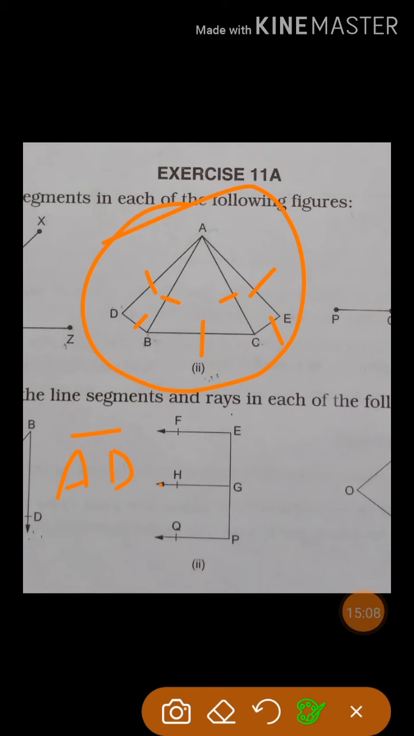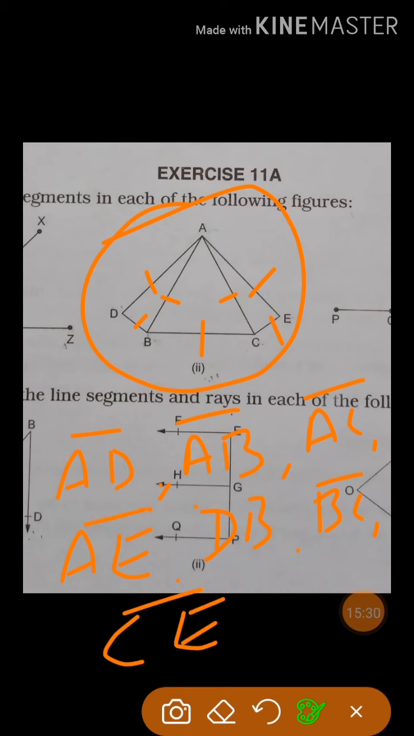AD, then AB, then AC, then AE, then DB, then BC, then CE. These all are the line segments. Draw a line over them. It shows that these are line segments.